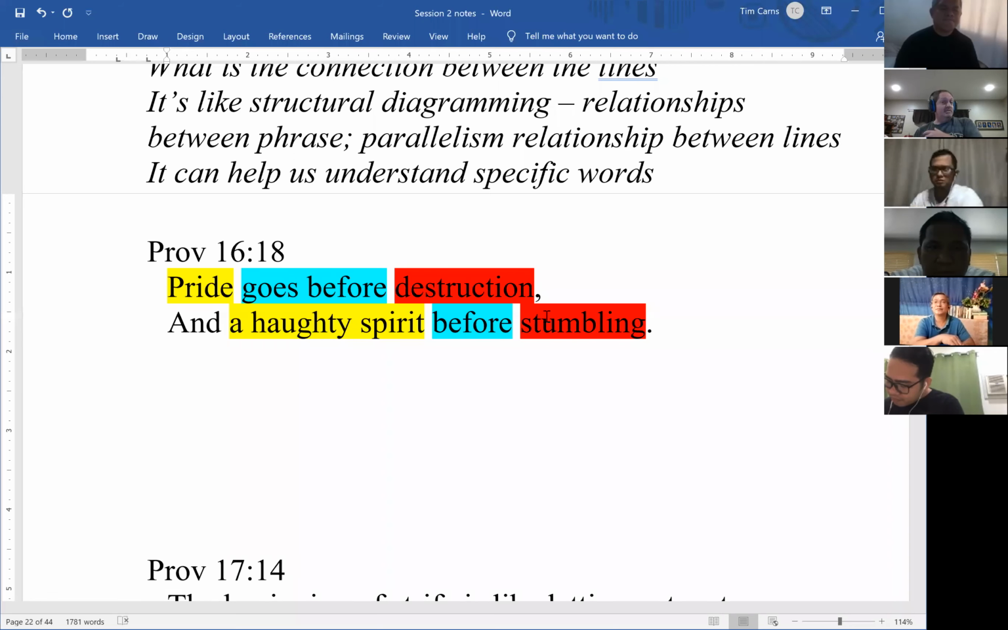Pride and a haughty spirit, those are connected together. So parallelism can also help us understand what is meant by specific words, and that's very helpful for Proverbs, right? Because in Proverbs, there's not a context usually. A lot of these are just 2 or 3 line statements that can be very hard to interpret at times. So knowing there's parallelism involved can help us in understanding the words that are being used.